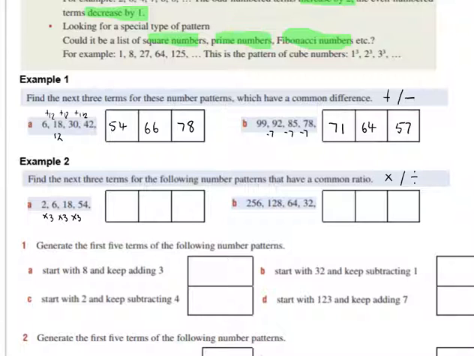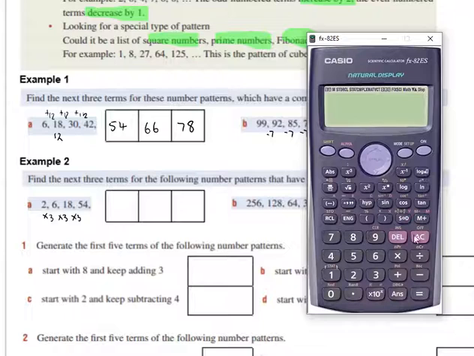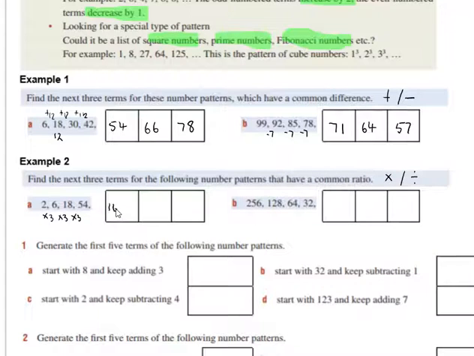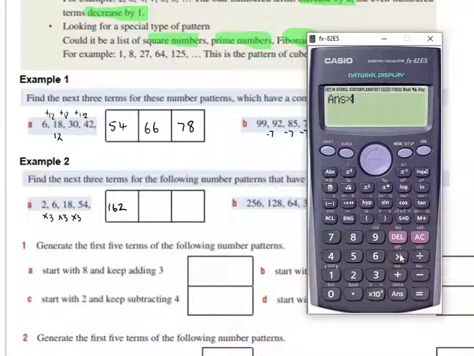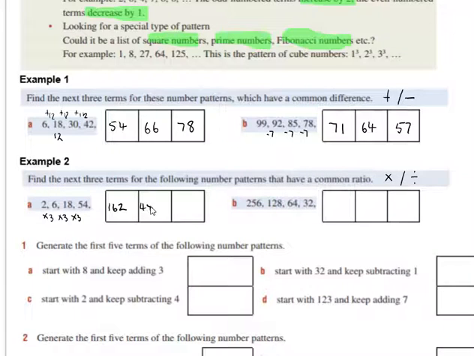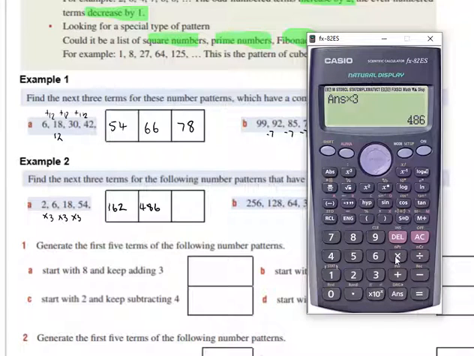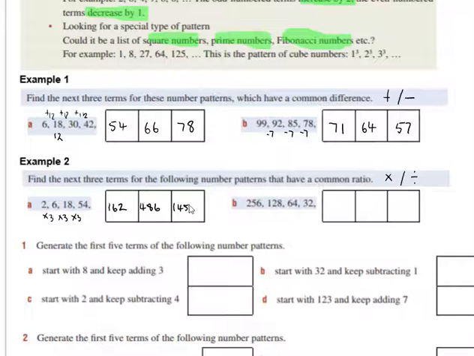So I'm going to get my calculator ready. 54 times 3 is going to be 162. Times that by 3, and we'll get 486. And if we times that by 3, we will get 1,458.